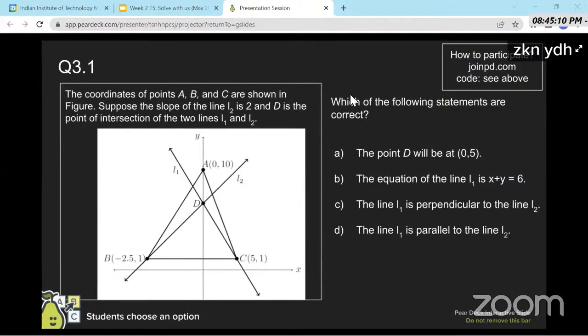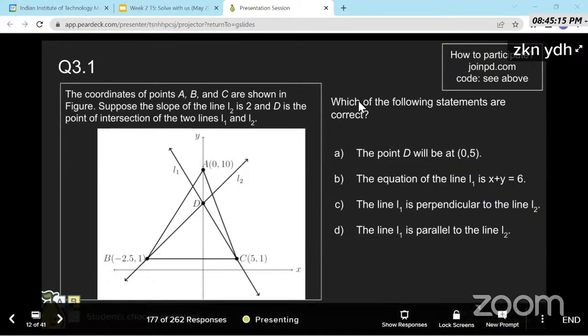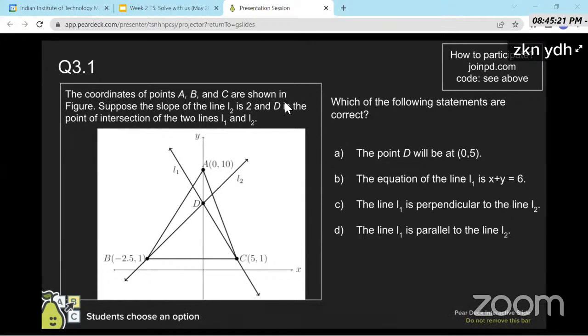Sir, in the graded assignments, when there are check boxes, that means more than one answer will be correct? Correct. It may even happen that there is only one option correct. Okay, yes. Thank you, sir.